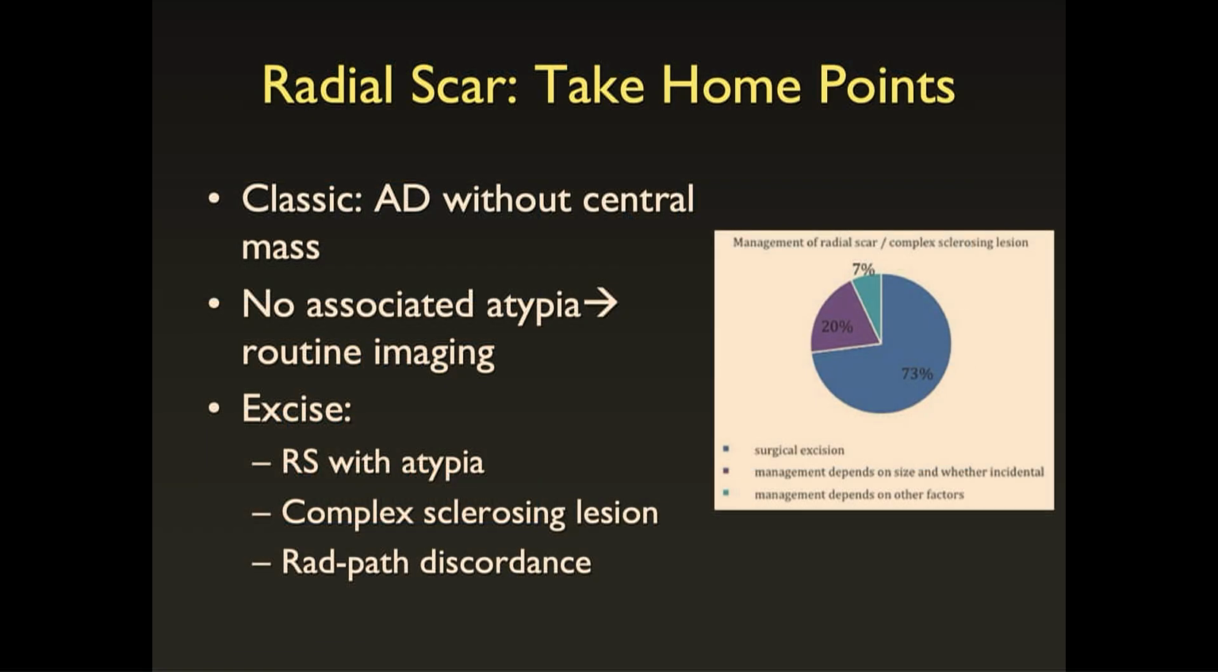How does that compare to what is being practiced around the country? According to that survey, at most centers, at about 75%, excision is still being recommended for radial scars and complex sclerosing lesions. Unfortunately, those two categories were merged together in that survey. And you do wonder, if they separated radial scars and complex sclerosing lesions into two different questions, how would that impact those numbers?